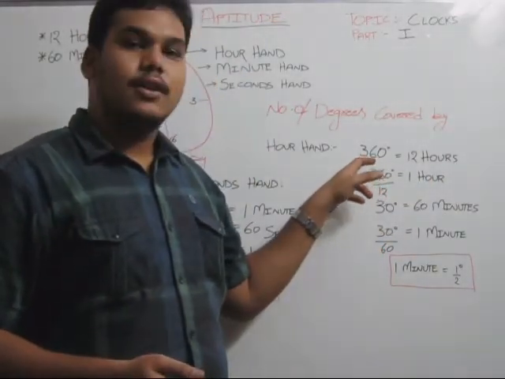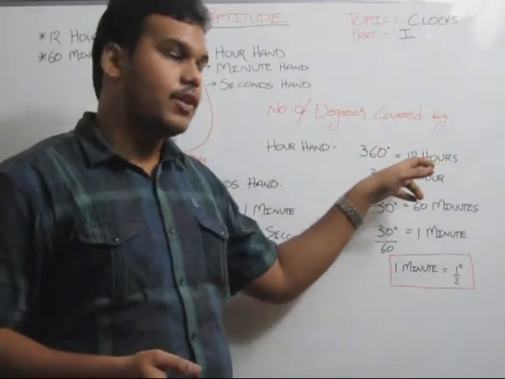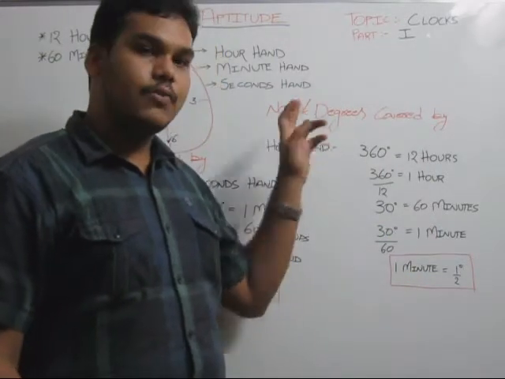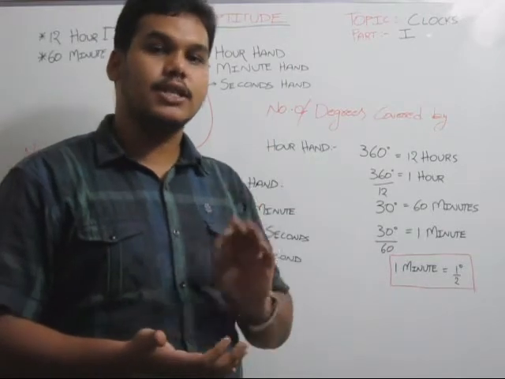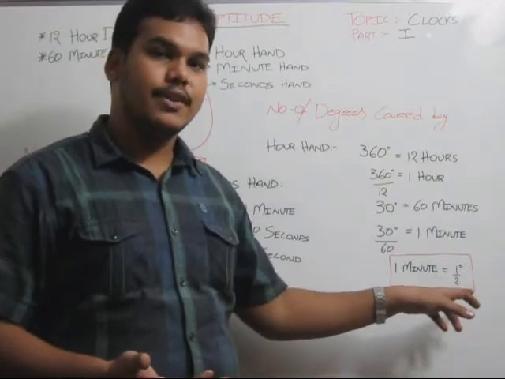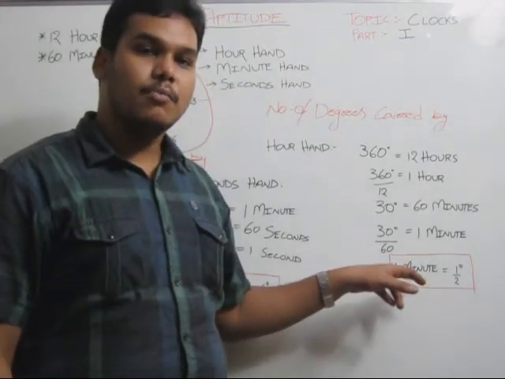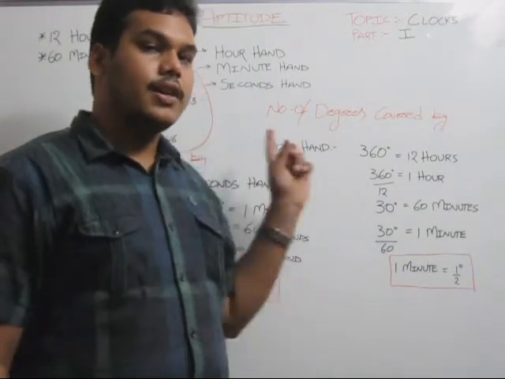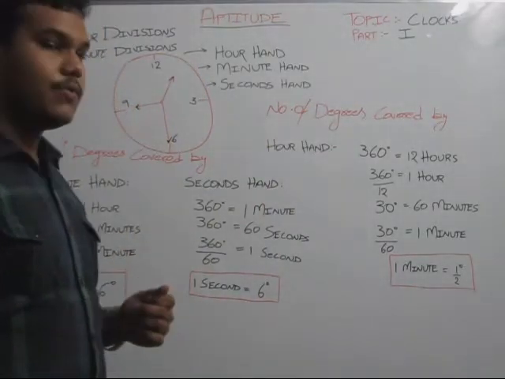If we equate these 360 degrees to 12 hours, by calculating in these steps, we can get the number of degrees covered by the hour hand, which is half a degree for 1 minute. This means for 1 minute of time, the hour hand covers half a degree in this circle of the clock.